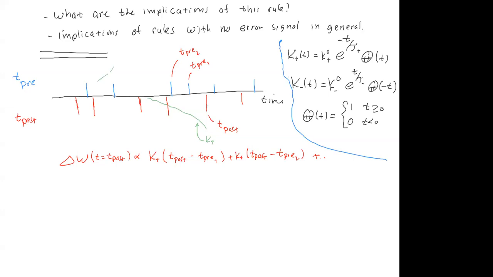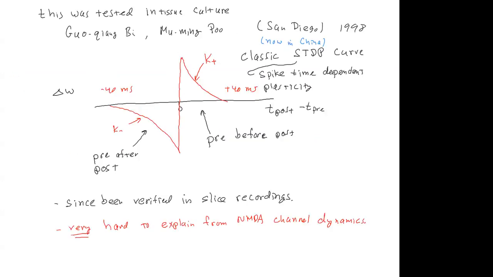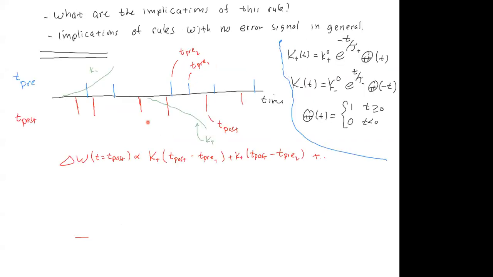We look backwards according to K minus, okay? If a presynaptic neuron occurs before a postsynaptic neuron, we're in this region, okay? And now there's a decrease, a drop in synaptic strength.